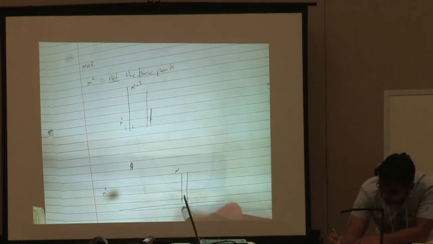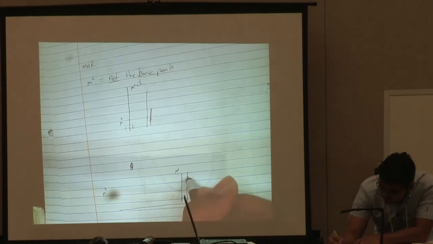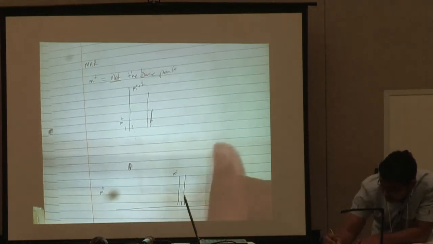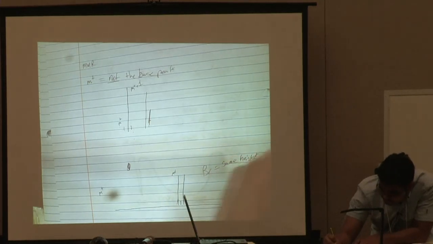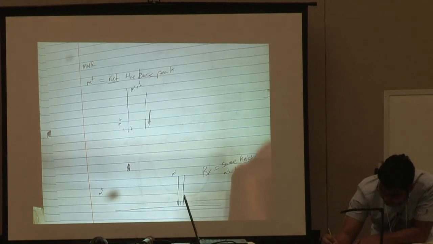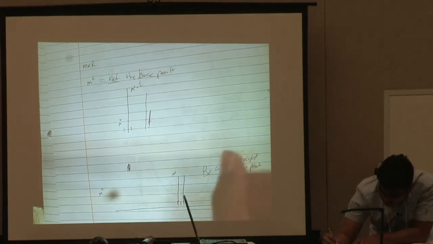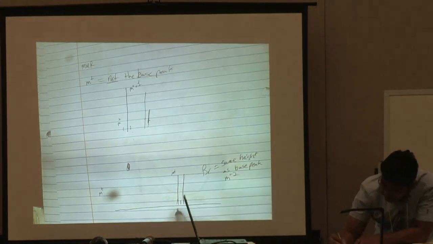For bromine, if your M plus 2 peak is the same height as your M plus peak, then it's bromine, right? Bromine equals same height as the base peak, M plus 2. So this is M plus 1, M plus 2.